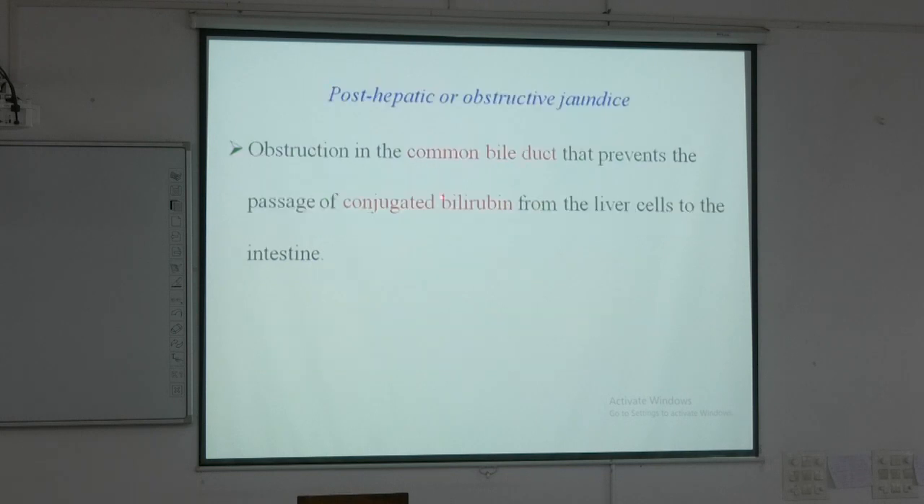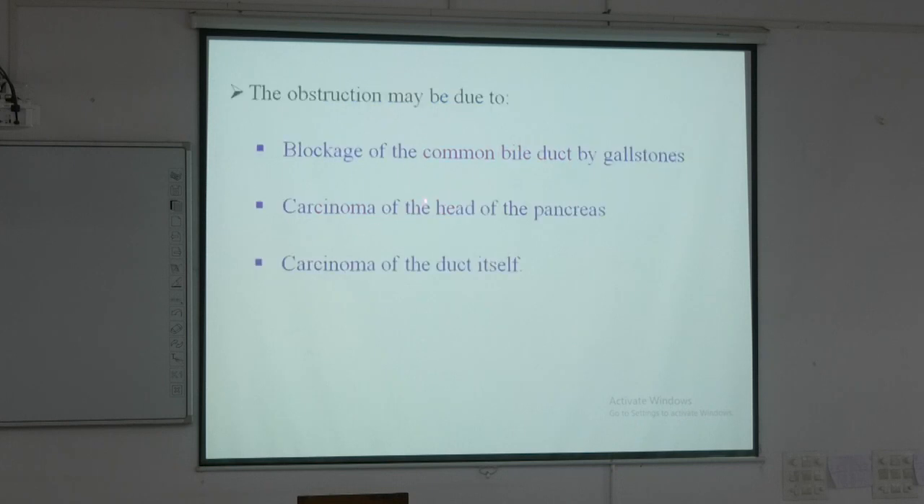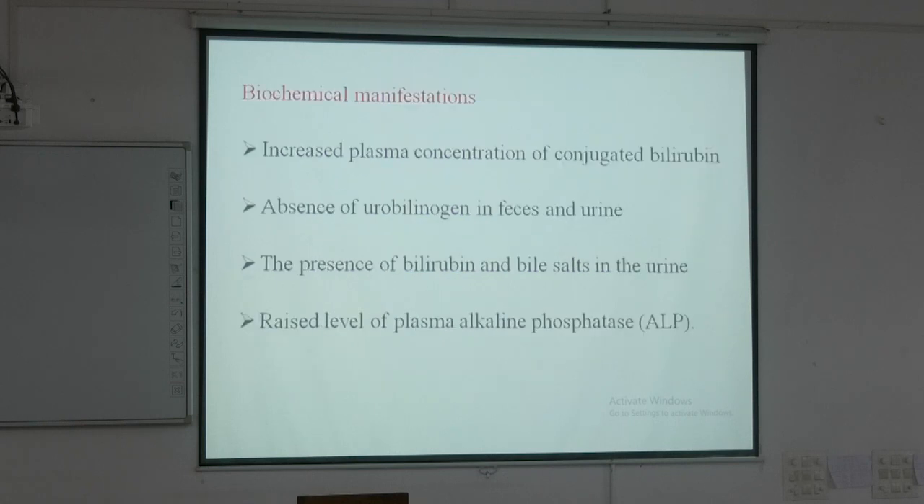Okay, post-hepatic jaundice: the common bile duct prevents passage of conjugated bilirubin from the liver cells to the intestines. The causes may be blockage of the common bile duct, first thing, carcinoma of the duct, carcinoma of the pancreas. So ultimately bilirubin is not excreted out. It can accumulate after the liver conjugation process, and it is called post-hepatic jaundice. Biochemical features: increased plasma content.